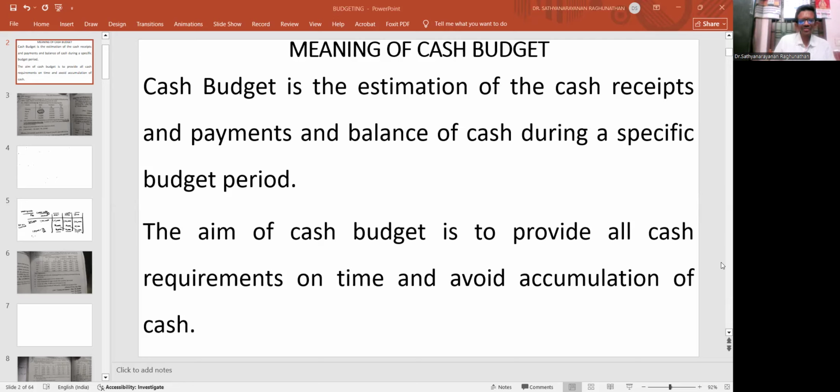Now, the main aim of preparing the cash budget is that we have to provide the cash at the time of requirement. That is very, very important. We need to have the right amount of cash at the right time for meeting the demand of the customers. That is very, very important.